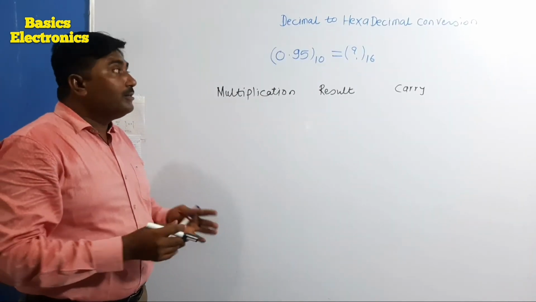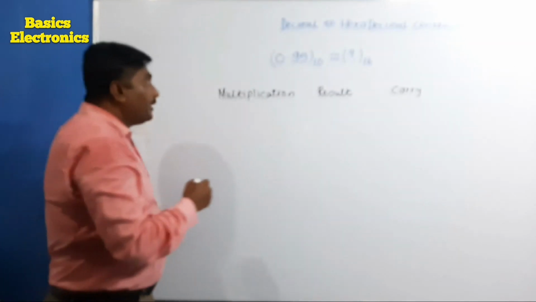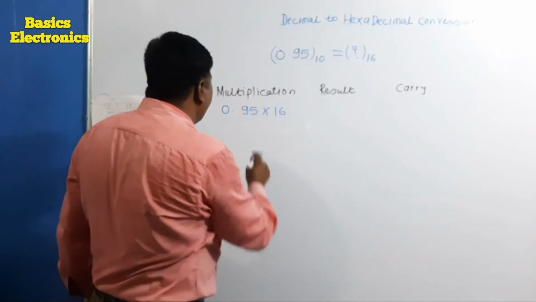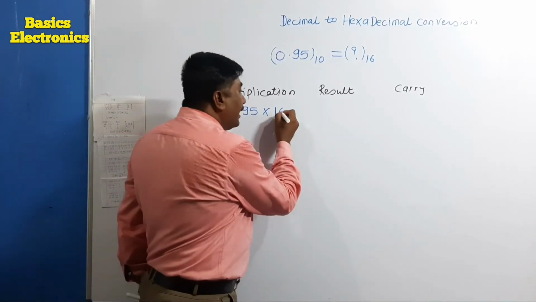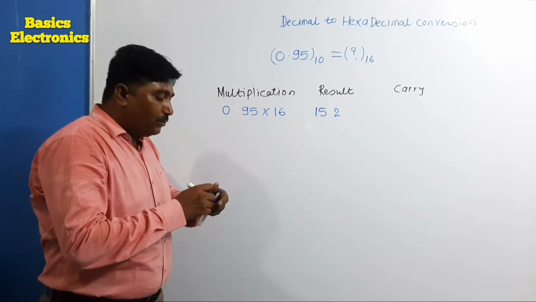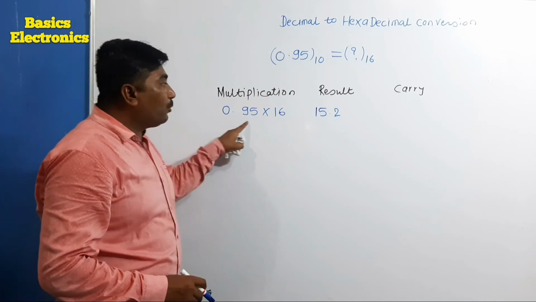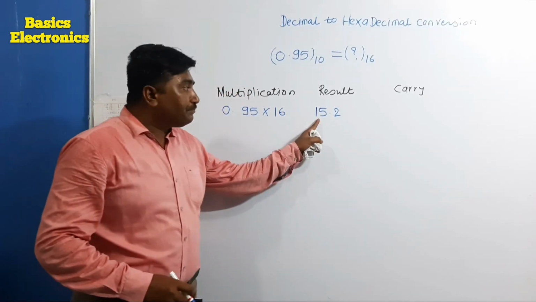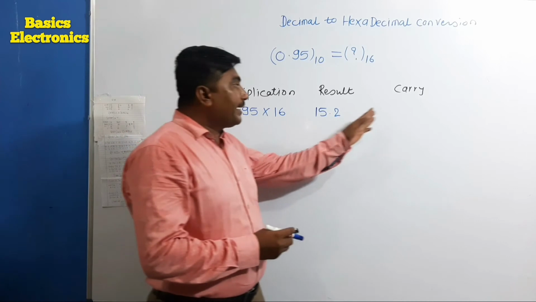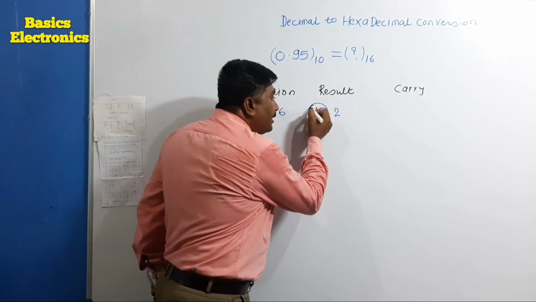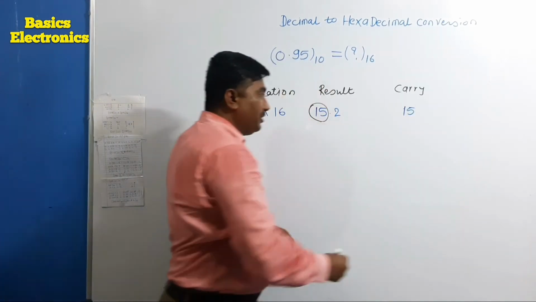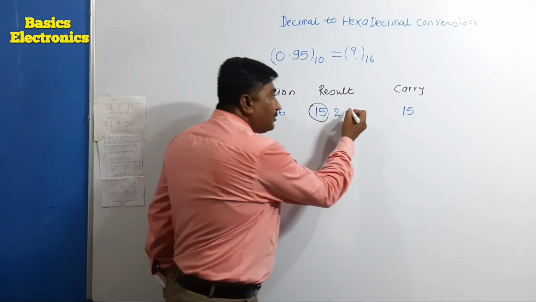The multiplication of what? Multiplication of the given fractional number. So here 0.95 we have to multiply by 16. After multiplication we write down the result, and the result obtained is 15.2. When we multiply 0.95 by 16, we get 15.2. Now, from this 15.2, what do we take as the carry? We take this 15 as the carry and we write it down here in integer position. Okay. Now, the remaining part is 0.2.